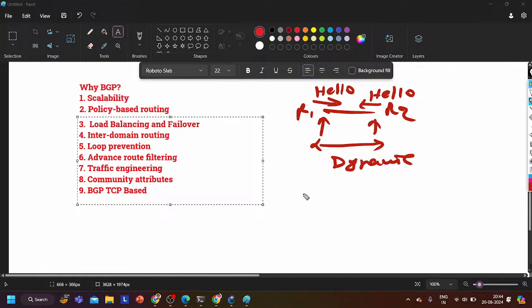In case of BGP, you cannot configure dynamic neighborship. In case of BGP, you have to manually configure the neighbor IP address. You have to tell router number 1 who is your neighbor. In the same way, tell router number 2 who is your neighbor.